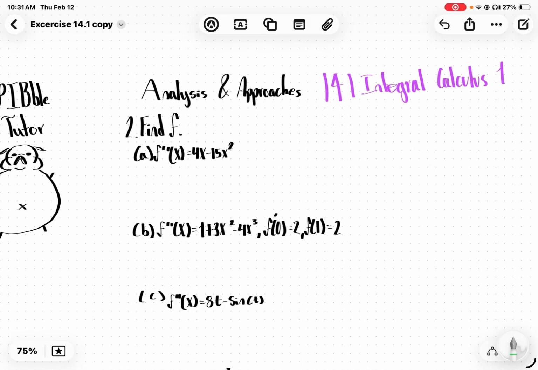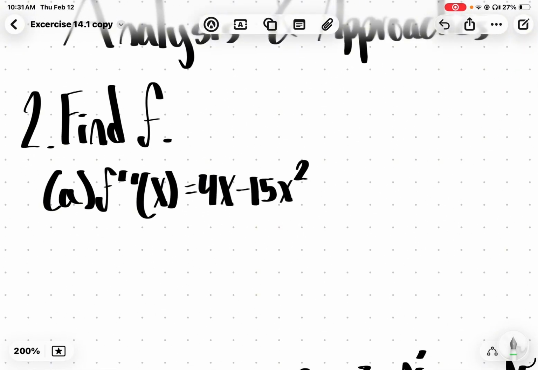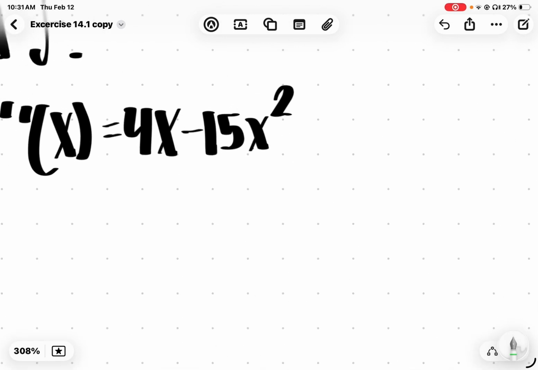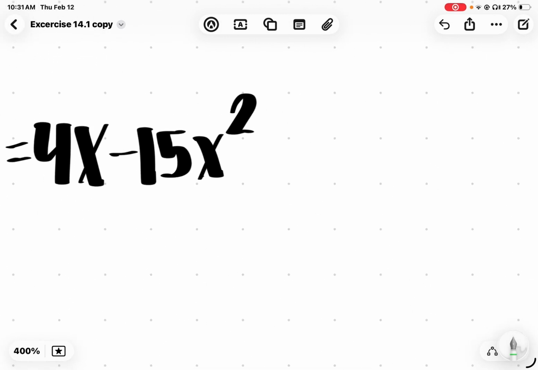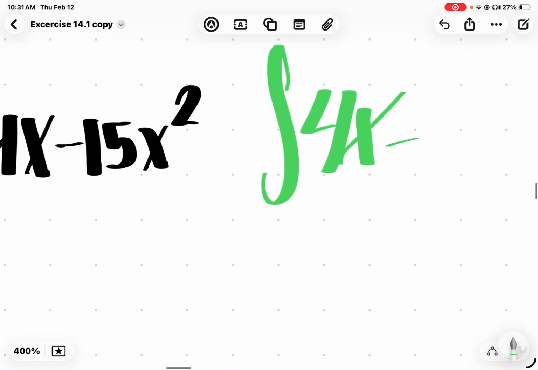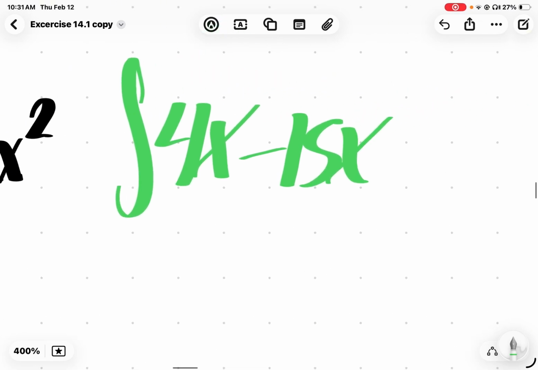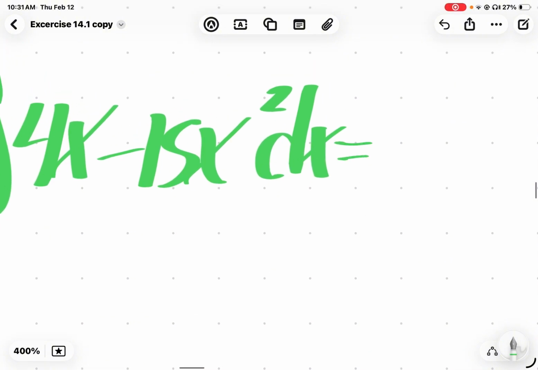Chapter 14, Integral Calculus 1, Question 2, finding the original function f. For part A, we are given the second derivative of f, which is 4x minus 15x squared. So we'll have to take the integral of it 2 times. First we have the integral of 4x minus 15x squared dx, which we just use reverse power rule.